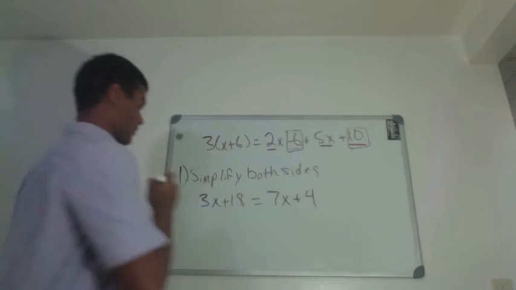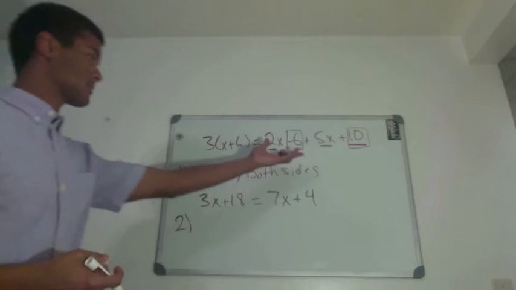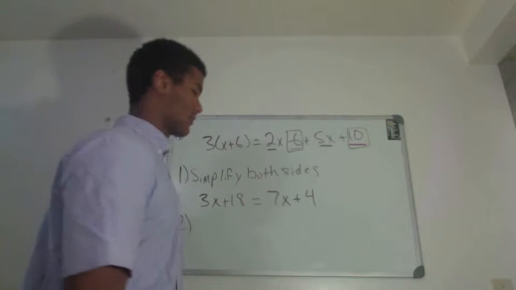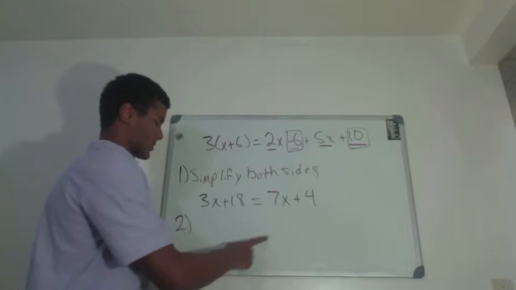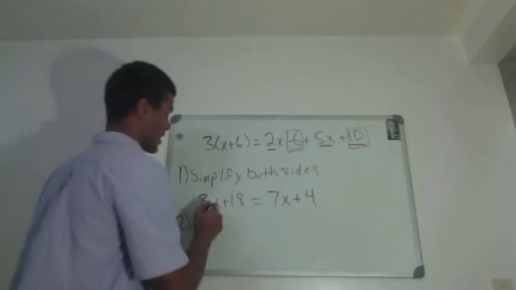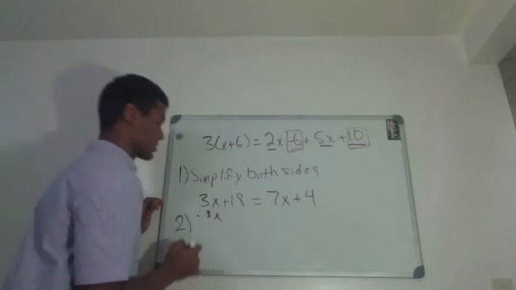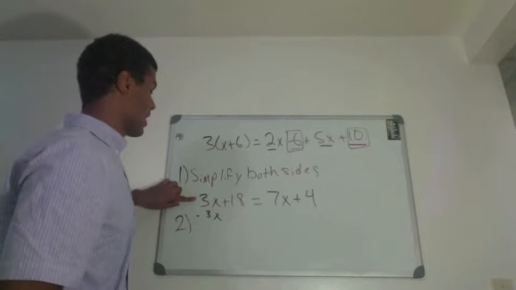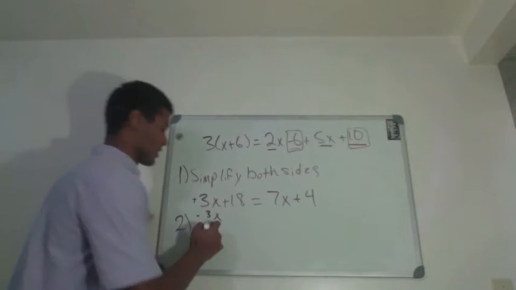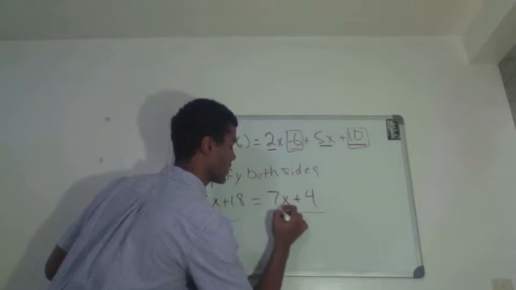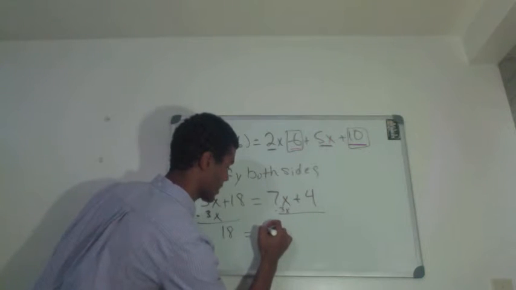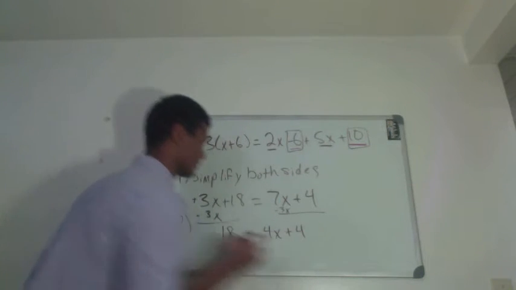So now what I want to do is step 2. Since we've simplified both sides as far as we can, we're going to move all of our like terms to one side of the equation. That means we're going to move everything with an x to one side and everything that's just a number to the other side. We start by subtracting 3x from this side of our equation, because that's the inverse operation of this positive 3x that's here. So we're subtracting that 3x off from both sides of our equation. What we get over here is just 18 equals 7x minus 3x, which is 4x, plus 4.